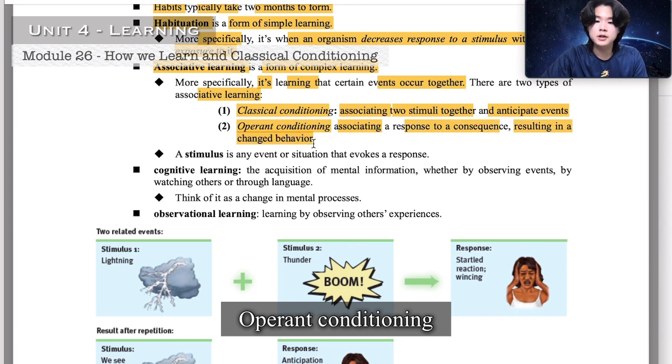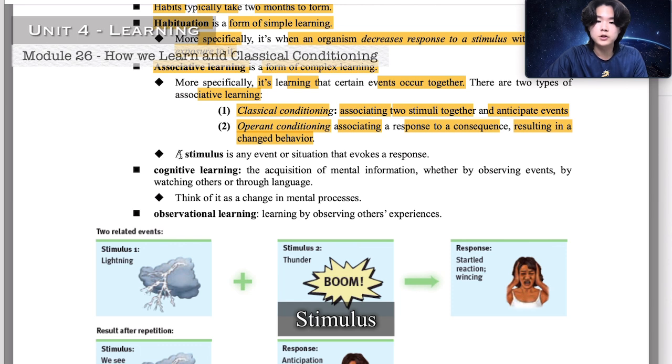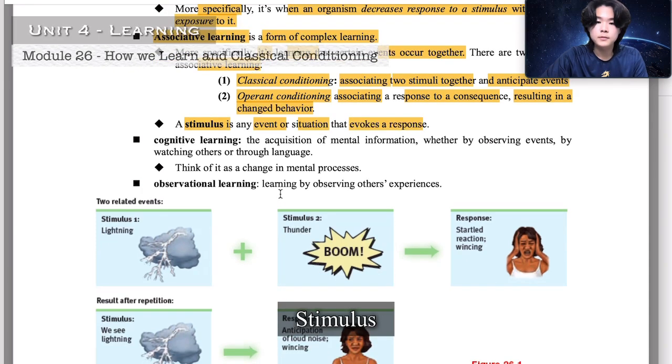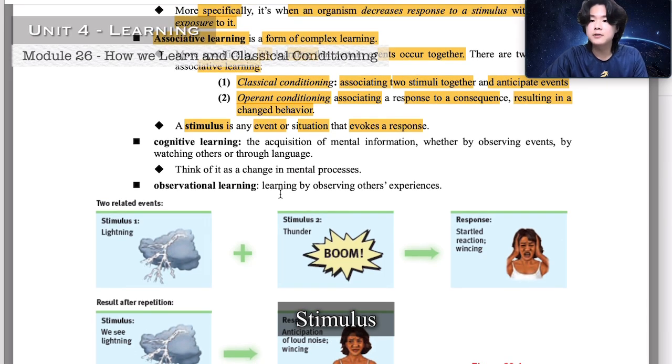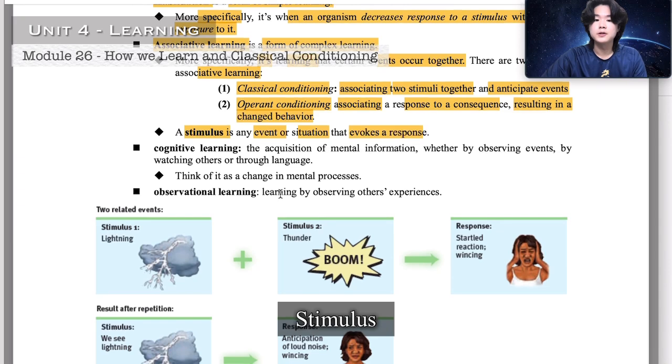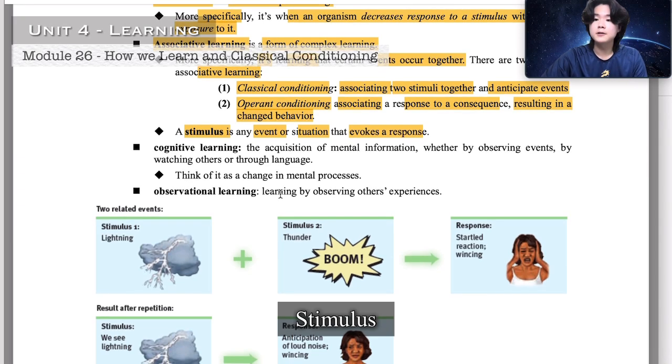And when you're going through these types of conditioning, a stimulus is any event or situation that evokes a response. So for example, when you have a really scary bear in front of you, a bear is a stimulus that evokes fear, right? Yeah, that's what a stimulus is.